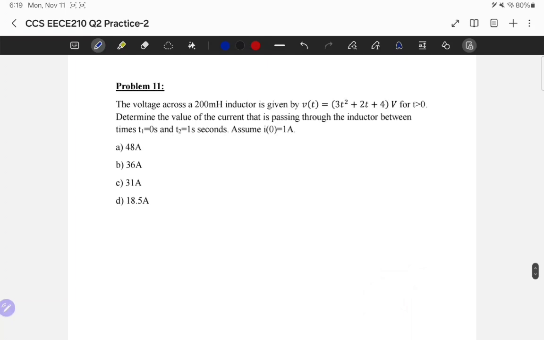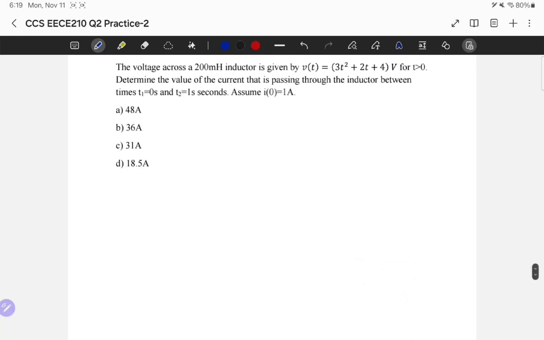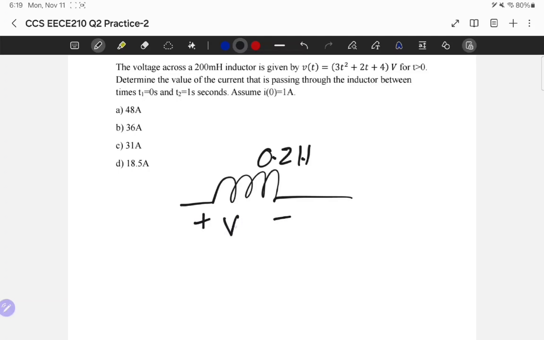Problem 11. The voltage across a 200 millihenry inductor. So this is an inductor which is 0.2 henry, same as 200 millihenry. And across this inductor I have plus minus V(t), which is given by this equation for time greater than 0. But for all our purposes, time is positive. I can't analyze a circuit in negative time. So time equal to 0 is a good thing to know.